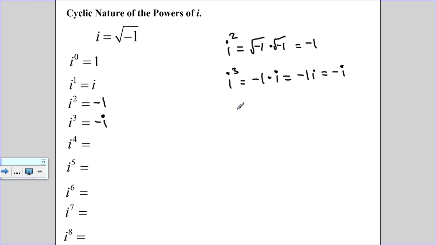What about i to the fourth? You could think about it as i to the third times i to the 1. We already know what i to the third is. It's -i, so it's going to be -i times i, which is equal to -i squared. Now, what is i squared? i squared is -1. So -i squared is -1 times -1, which is +1.